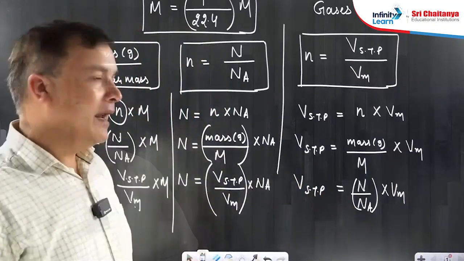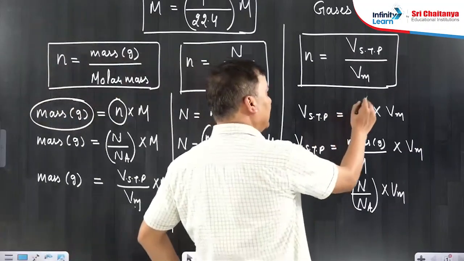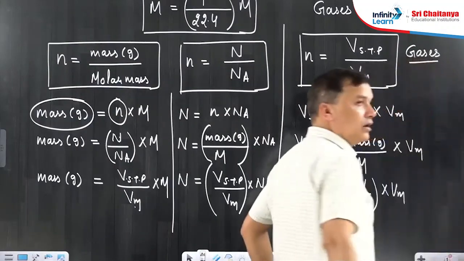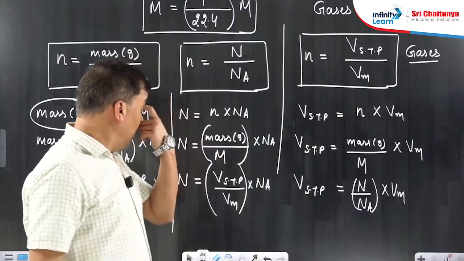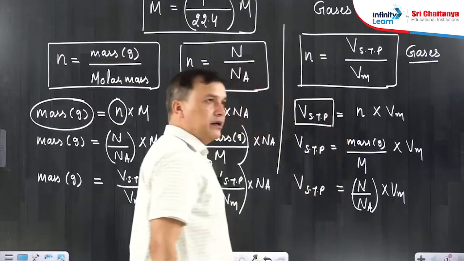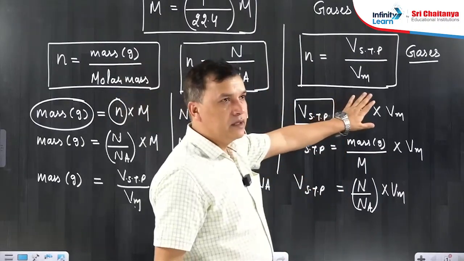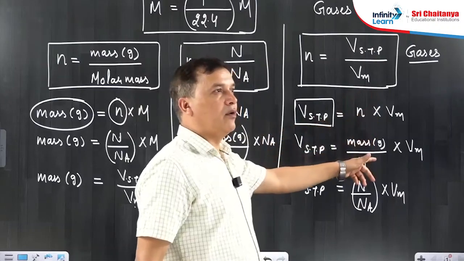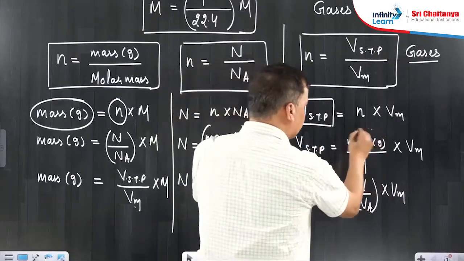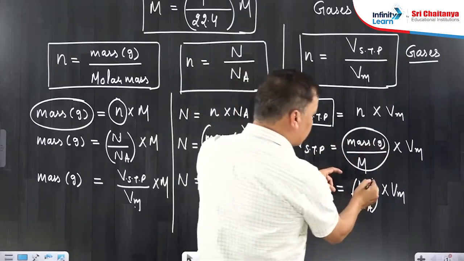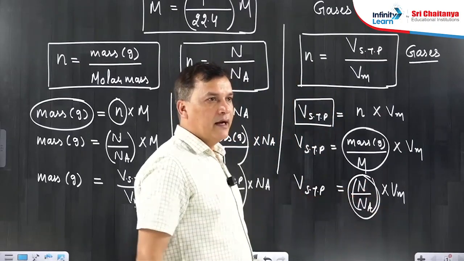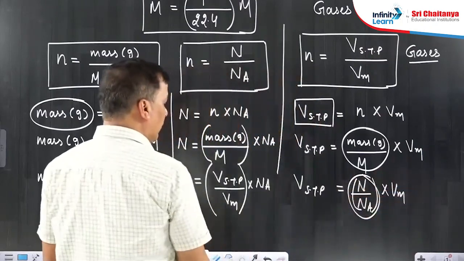Is it clear or not? And dear student, this last one, it is only applicable for which one? For gases only. You got it or not? So we have to find out volume at the STP. Either directly we are given the number of moles, or we have to convert into the number of moles. How we will convert into the number of moles? Mass divided by molar mass. This is the number of moles. Particles divided by Avogadro's number gives moles, and that has to be multiplied with molar volume.